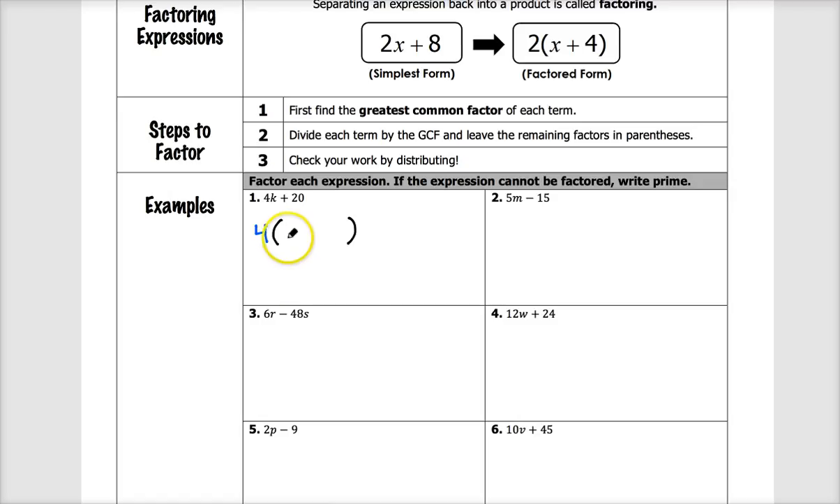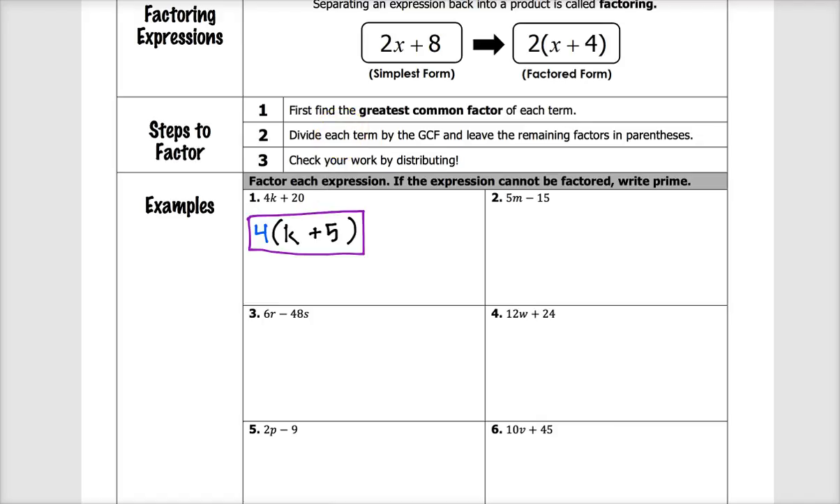And so now I'm going to think, what times 4 would have given me 4k? Well, k times 4 would have given you 4k, so that goes as my first term. And then what times 4 would have given me 20? Well, 5 times 4 gives me 20. So on the inside of my parentheses is going to be a k plus 5. So you're basically just undoing the distributive property here. And you can think about that as dividing, since the distributive property is multiplying. 4k divided by 4 gives you k, and 20 divided by 4 gives you 5. So this is my answer. This is the factored form of this expression.